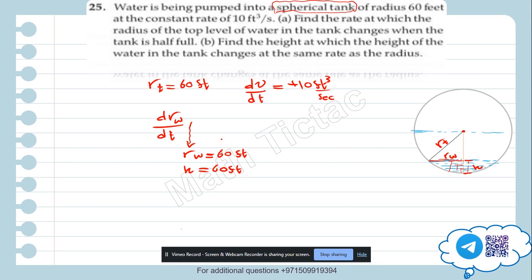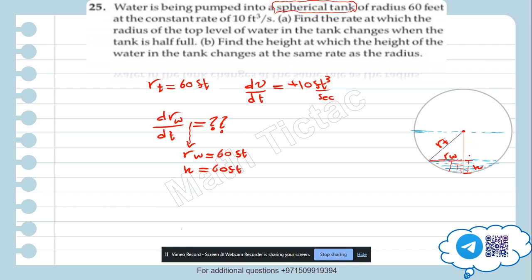Now we need to find dr of water over dt. What type of relation will connect these, or how can I find dr over dt? We need a relation for finding this. Here we can see that we have a right triangle. An easy method for finding dr over dt is by using the Pythagorean theorem. This is the radius of the tank. This is the radius of the water at a specific time.